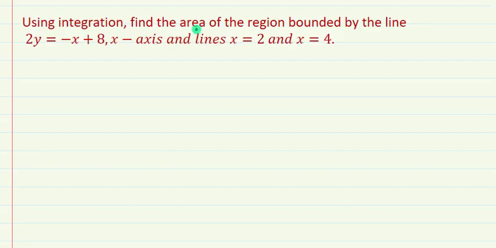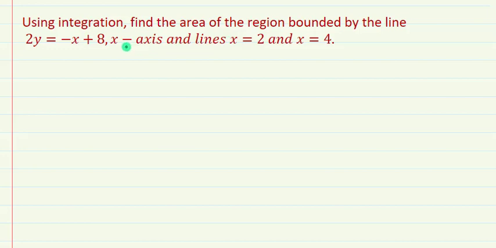Here is the first problem in front of you. The problem is: using integration, find the area of the region bounded by the line 2y = -x + 8, the x-axis and the lines x = 2 and x = 4. This is one of the very simple problems of this topic.